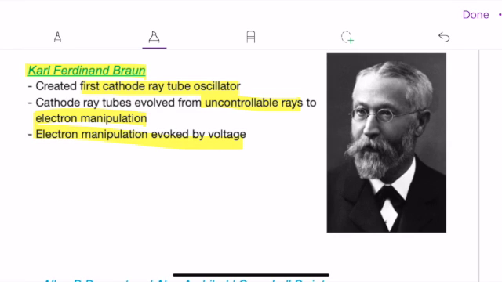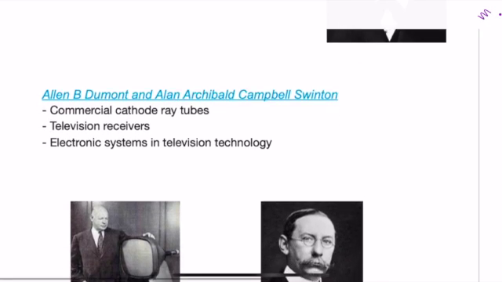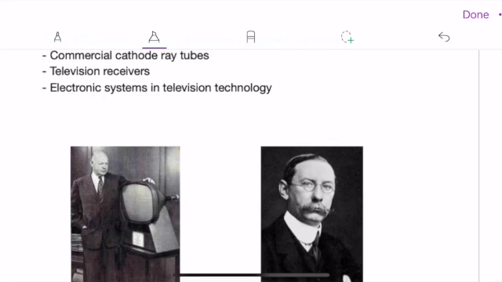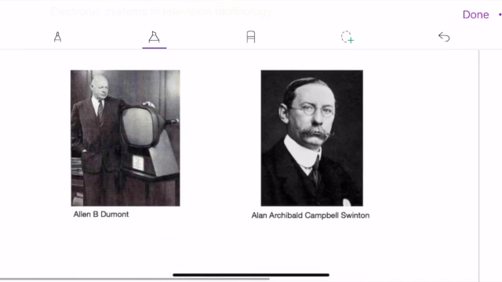a fluorescent screen. After this discovery, many more scientists built and further evolved this concept, including both Alan B. Dumont and Alan Archibald Campbell Swinton, the other 2 scientists and physicists that I'll be talking about today. In particular, Dumont evolved commercially used cathode ray tubes for television receivers, and Swinton conceptualized electronic systems found in television sets as well. Both of these aspects play a vital role in CRT TV technology.